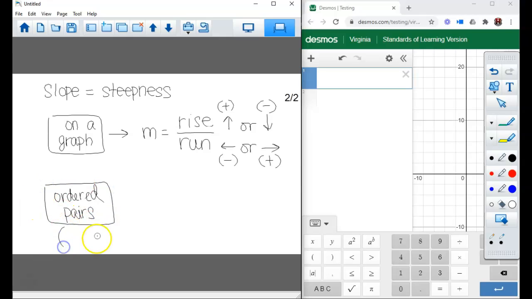And we know that ordered pairs are in parentheses and they are made up of an x value followed by a y value. And then if we want to find slope with ordered pairs, we do y minus y over x minus x.